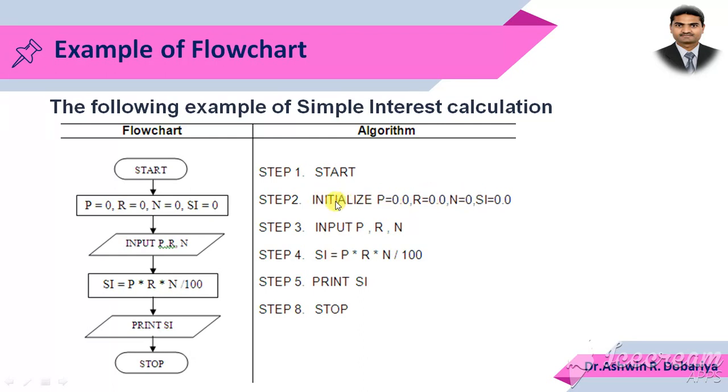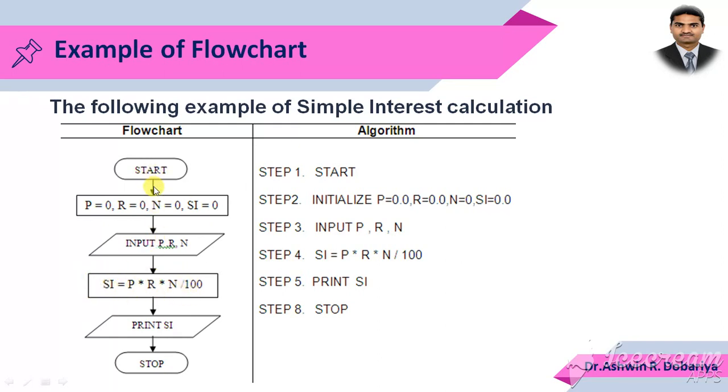So this declaration statement we can represent using the rectangle symbol in a flowchart. Then in this program we require 3 values from the user. So we will input P, R and N. These are the input statements that we can mention in an IO symbol. Then the main logic of this program is: simple interest is equal to P multiplied by R multiplied by N divided by 100. This is the calculation statement, and a calculation statement is represented using a rectangle.